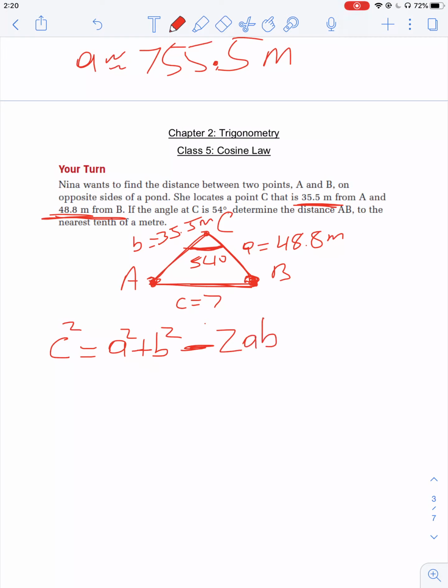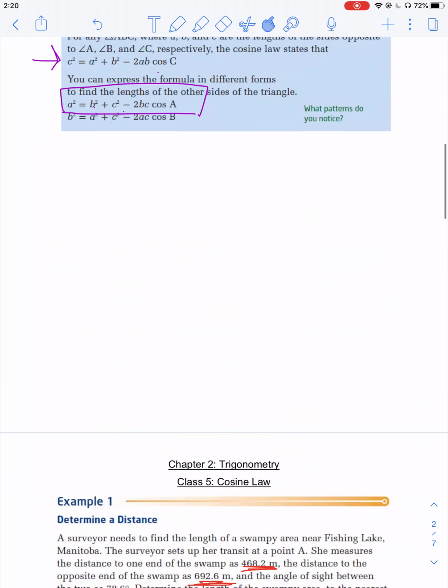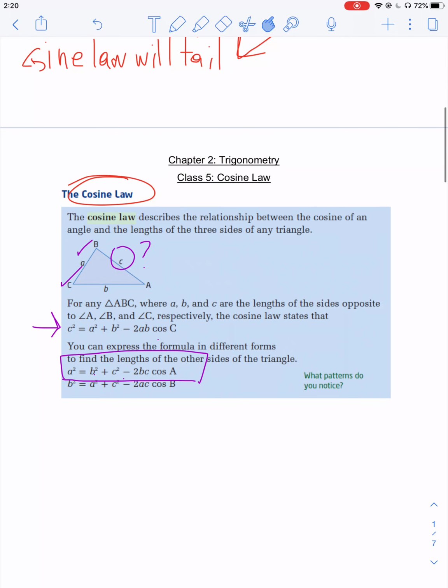Because it's the cosine law, this has to be cos, right? And because this is C squared, this has to be C. So this has to be C. So let me just remove this from here. And now you have your formula. But let's just check. So a squared plus b squared minus 2ab, and then cos of c. So I do have the right one.